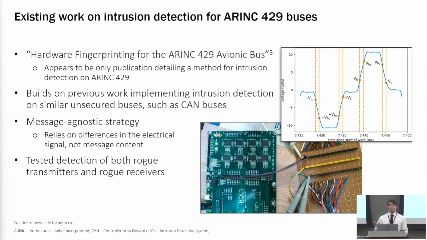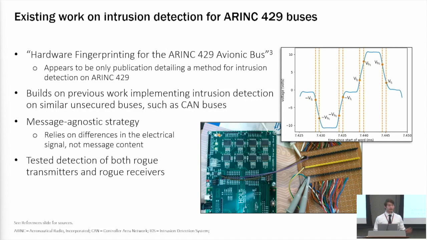You may have seen news stories about people hijacking cars and causing the accelerator to floor. That's CAN bus, which is a similar sort of system. The really important thing with ARINC 429 that they identified in their paper is that the strategy for detecting these adversarial messages has to be message agnostic. There's no encryption or authentication in this standard, so you can't use the message content itself to detect whether that's a valid or invalid message.